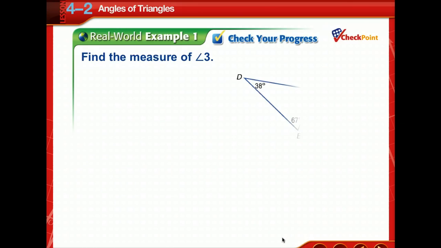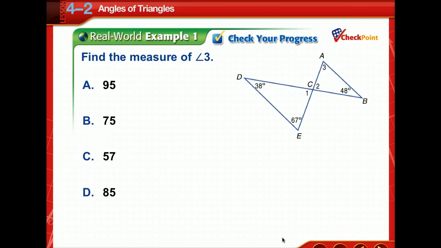Now you can check your progress. So pause this video for a moment to find the measure of angle 3. Did you get C? Very good. So we can add 38 and 67, subtract it from 180. And so we get 75. That's the same measure for angle 2. 75 plus 48, subtracted from 180 leaves 57. Okay, that's the first part of what we're learning.